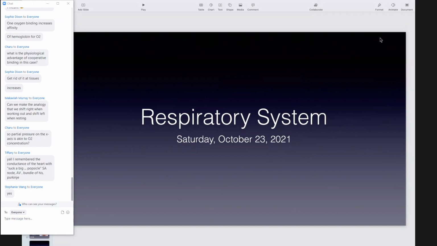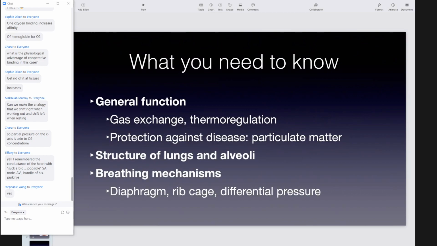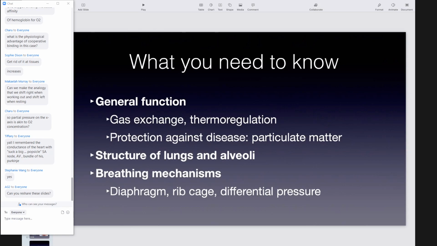Awesome. Cool. Okay, so let's go through this so we can get you out on time if you don't want to stay for the questions. What we need to know for the respiratory system. Unfortunately, it doesn't get too much love for the MCAT, so what you need to know is not too much depth.